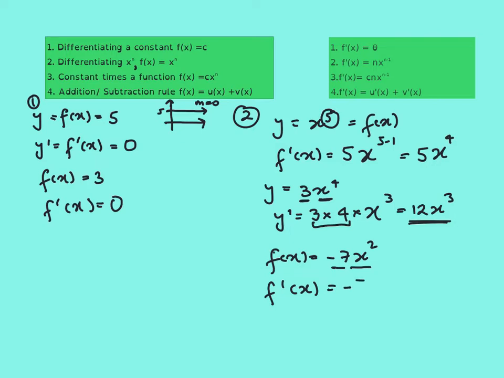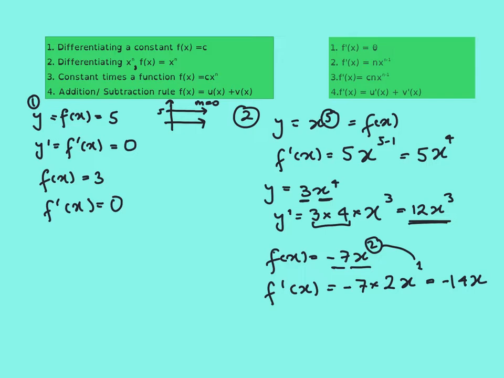We just write down the constant, copy it down, then times the power, which is times 2, times x, and this power is going to be decreased by 1. So 2 take away 1 is going to give you 1. So simplify: negative 14 times x.